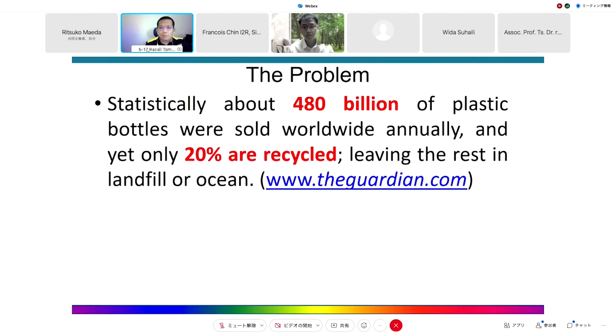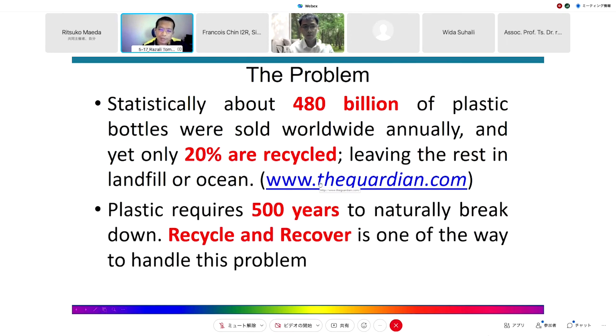One of the motivations for doing this project is based on this problem statement. Statistically, about 480 billion plastic bottles are sold worldwide. Yet from this figure, only 20% was actually recycled, leaving the rest in the ocean or in landfills. In terms of the nature of plastic, it requires around 500 years to naturally break down.